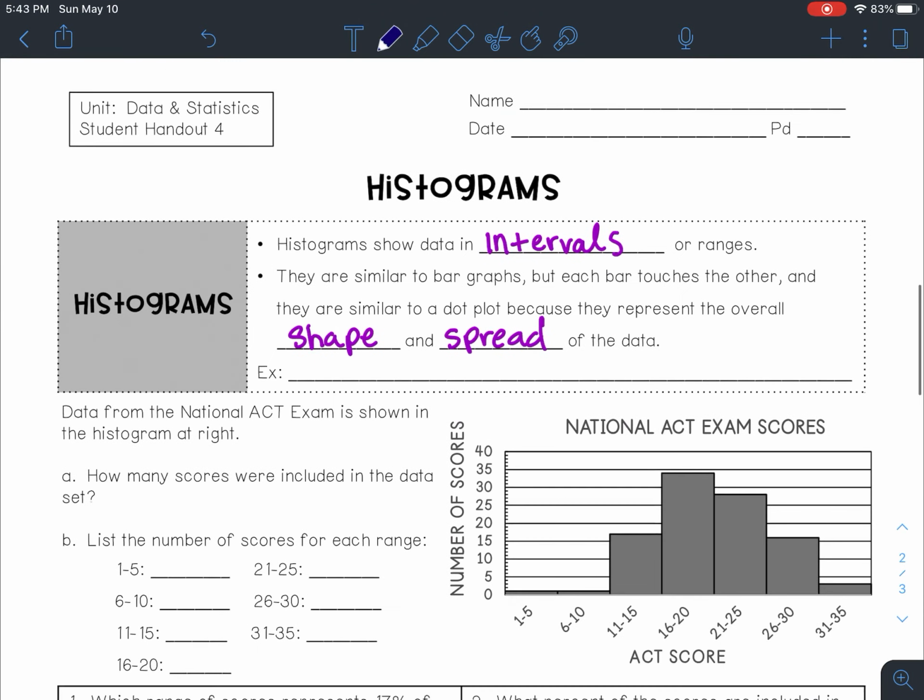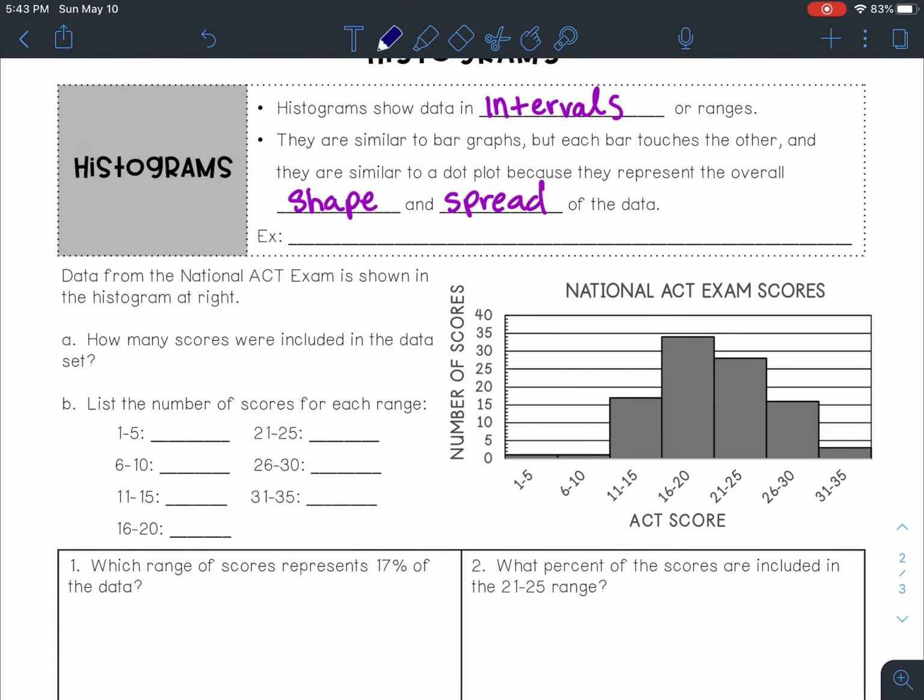The next type is histograms. Histograms show data in intervals or ranges. They are similar to bar graphs, but each bar touches the other, and they are similar to a dot plot because they represent the overall shape and the spread of data. So for example, here we have the decades of our age ranges.